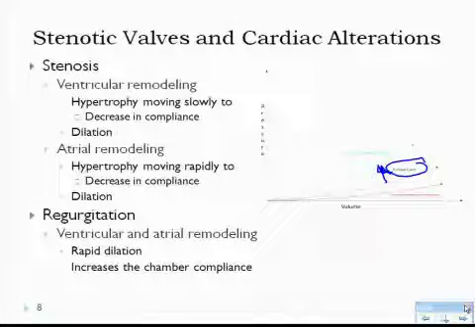Okay? If you have somebody with mitral regurg, that's either acute or chronic. In the acute stage, it's going to develop into pulmonary edema. If it's in the chronic stage, where it's more gradual, then it's going to dilate the atrium more quickly.